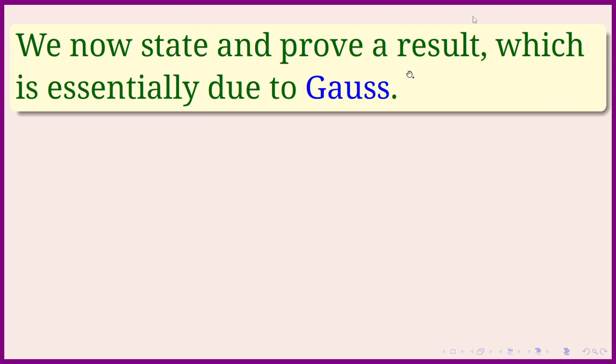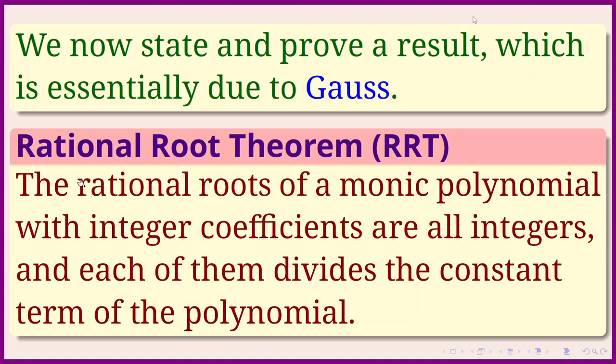So, we now state and prove a result which is essentially due to Carl Friedrich Gauss, and it states the following. We call it rational root theorem, and in short we will call it RRT. The rational roots of a monic polynomial, that means the roots of a monic polynomial which are rational numbers, and the polynomial is with integer coefficients. So, all such rational roots are actually integers, and each of these roots divides the constant term of the polynomial.